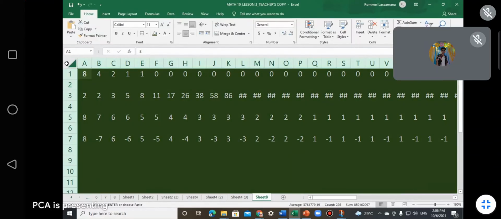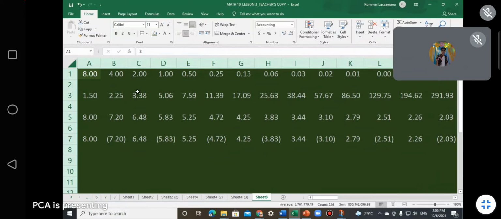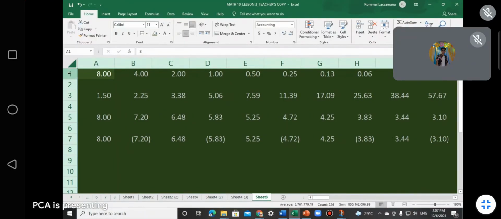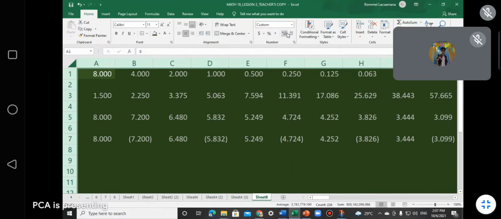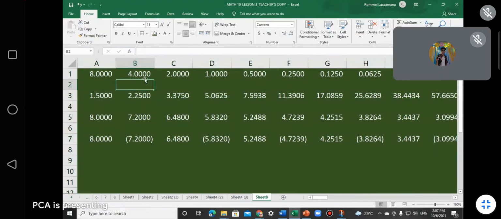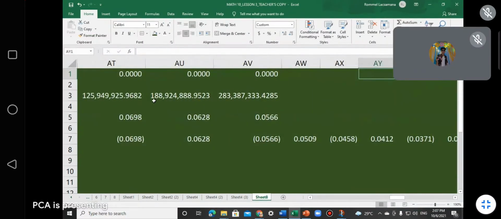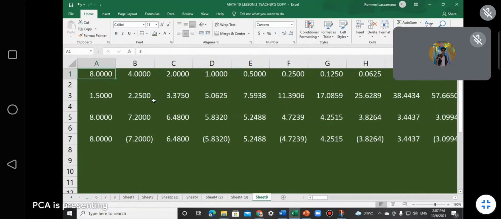Again, the ratio here is 0.5. It's between negative 1 and 1. So that is why this is an infinite geometric sequence. Why? Because you check, it's approaching 0. Got it? What about this one?